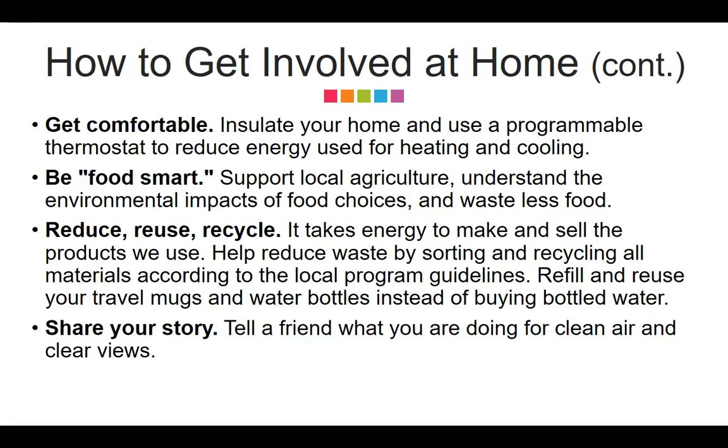And then lastly, share your story. Tell a friend what you're doing for clean air. Tell them what they can do for clean water. Your voice is a powerful tool to convince others to make the changes we need to have a cleaner future.